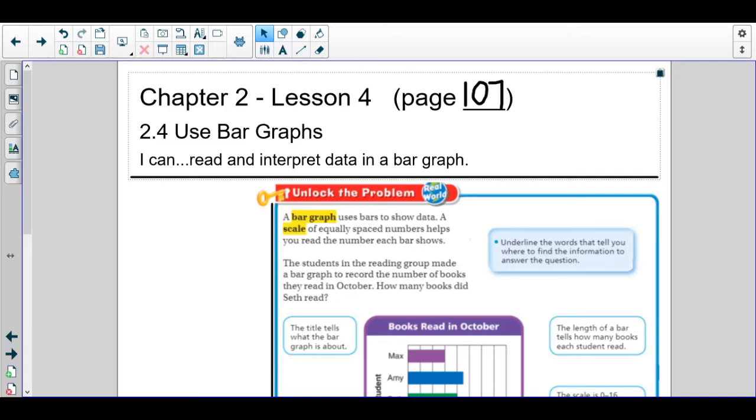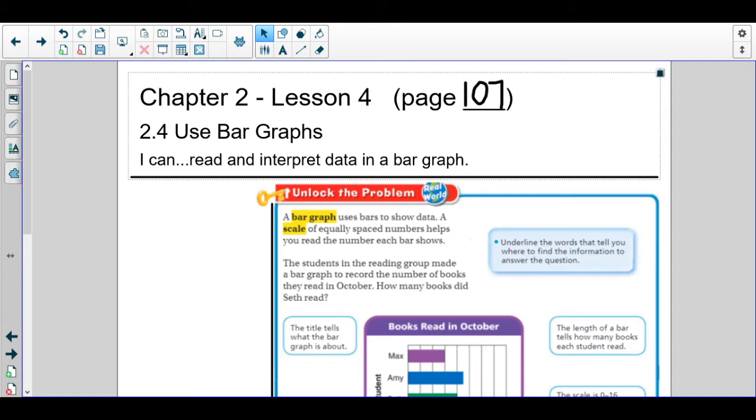All right, let's get ready for Chapter 2, Lesson 4. If you would be so kind as to turn to page 107, 107 in your Volume 1 Go Math books. We're going to be looking at Lesson 4, using bar graphs. And our goal here: I can read and interpret data in a bar graph.